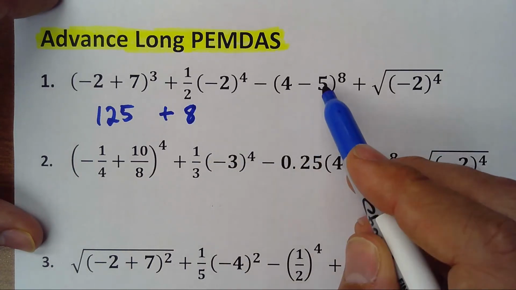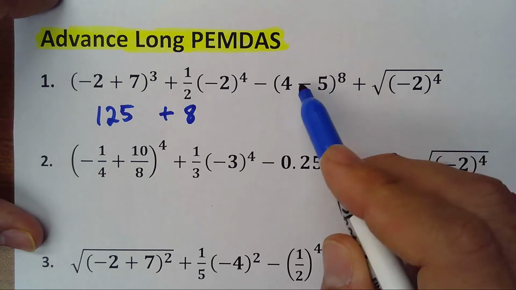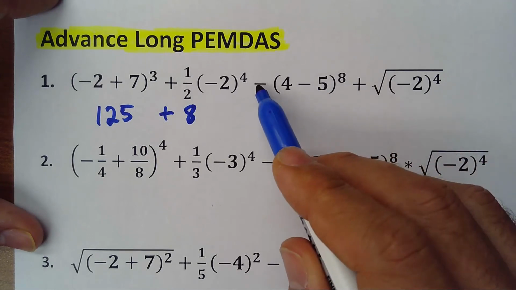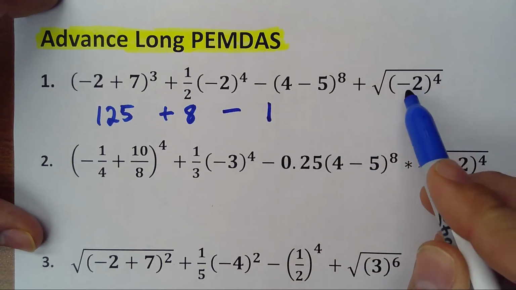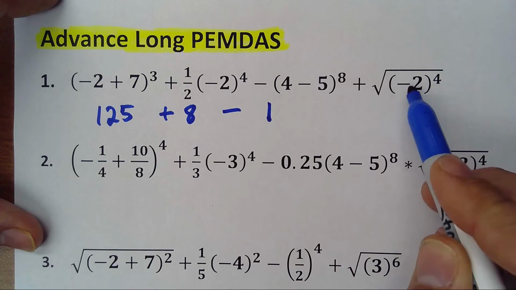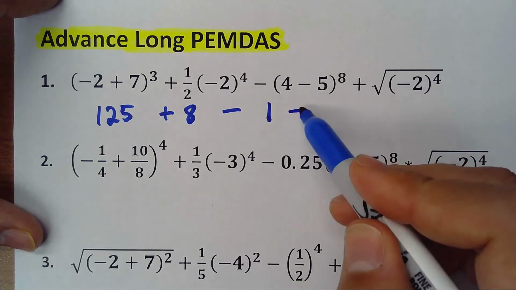4 minus 5 is negative 1. Negative 1 raised to 8 will be 1 positive, but because of this minus, it will be minus 1. And then negative 2 to the 4th, this will be 16 positive. Square root of 16 is 4, so plus 4.